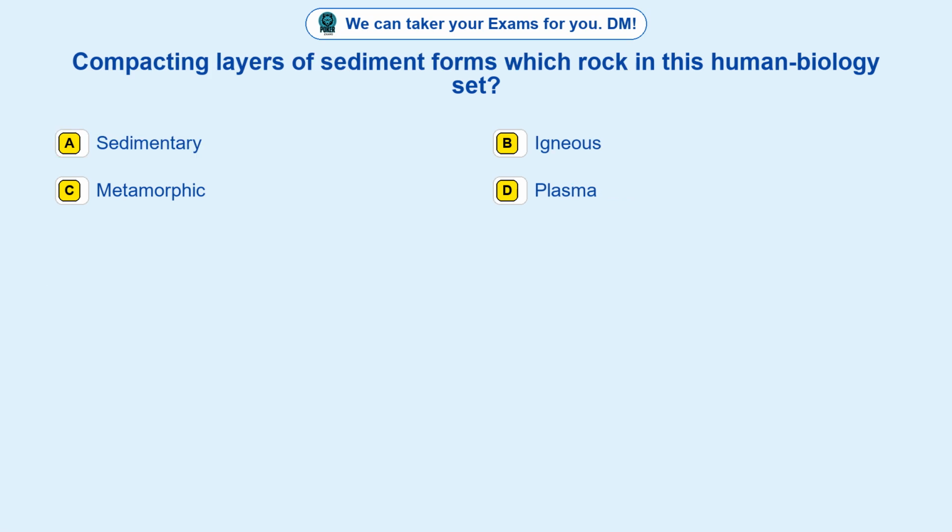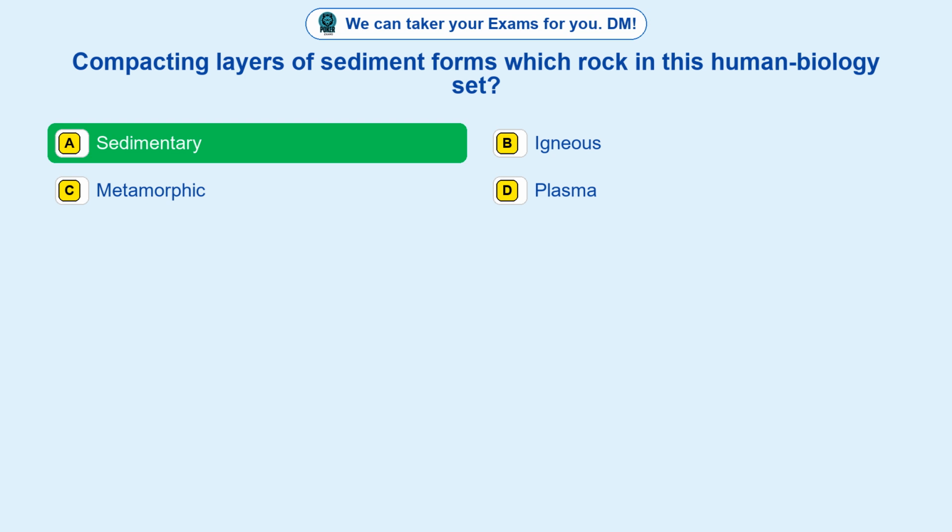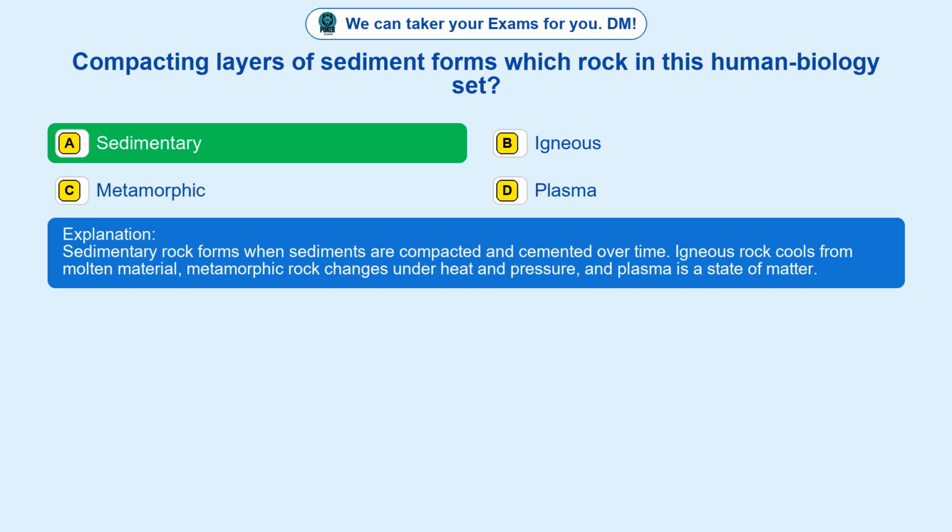Question 85. Compacting layers of sediment forms which rock in this human biology set? Option A, sedimentary. Option B, igneous. Option C, metamorphic. Option D, plasma. The correct answer is option A, sedimentary. Sedimentary rock forms when sediments are compacted and cemented over time. Igneous rock cools from molten material, metamorphic rock changes under heat and pressure, and plasma is a state of matter.